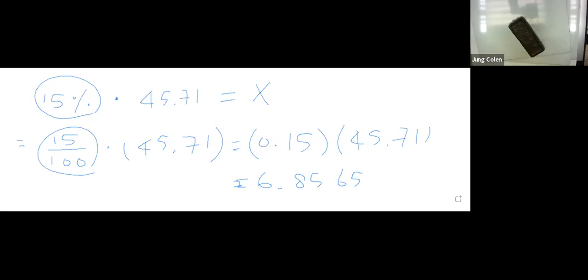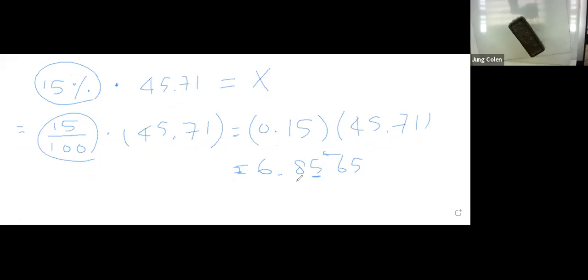Okay, it says what is 15% tip in money? You need to have only up to hundredths, right? So we need to round it. So let's look at the hundredths place. The next place is bigger than 5, so we are rounding up and have $6 and 86 cents. There we go.